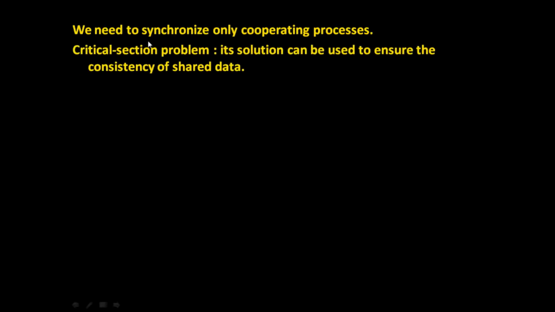We need to synchronize only the cooperating processes. We don't need to synchronize the independent processes because only cooperating processes share data. So in this tutorial we will study the critical section problem. Its solution can be used to ensure consistency of shared data.